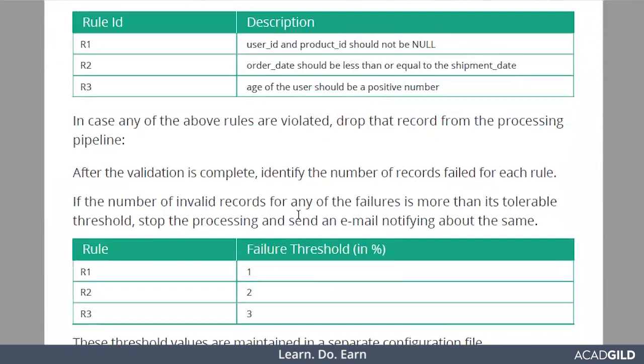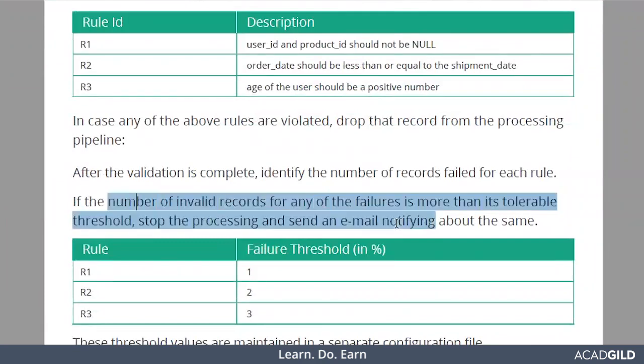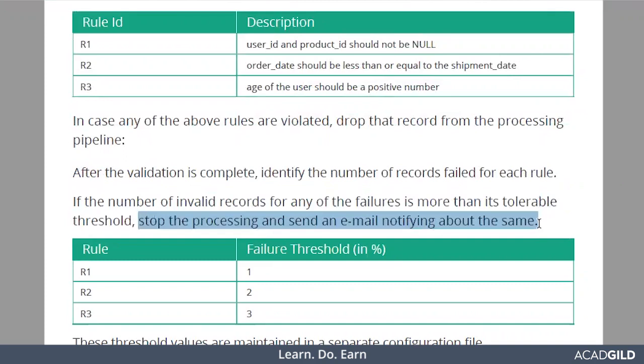See, there are things which you can do. If the number of invalid records is more than its threshold value, you can stop the processing and send an email notifying about this. This is something which you can do on your own. We are not going to show how to do this, sending an email and so on. These things are like extra work of the project.